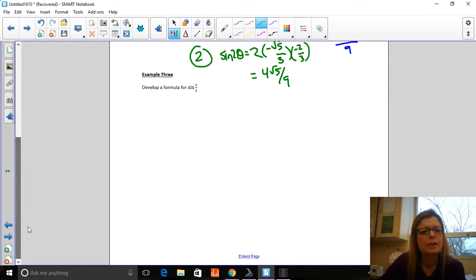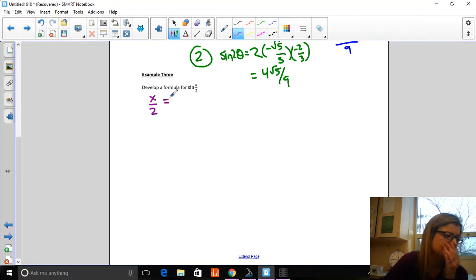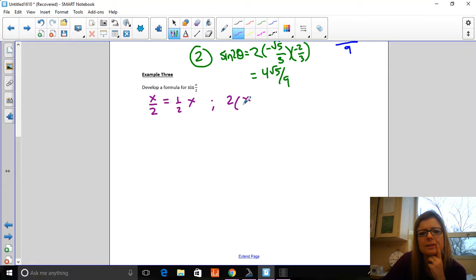Okay. The last question is a little bit abstract. It asks us to develop a formula for sine of x over 2. Now, what we need to consider beforehand is that x over 2 is the same thing as half of x, right? And if we do 2 times x over 2, we get back to just x. So that's something that we have to consider. So we need to go look at our double angle formulas and say what thing when we double it will give us a sine x over 2 in the answer.